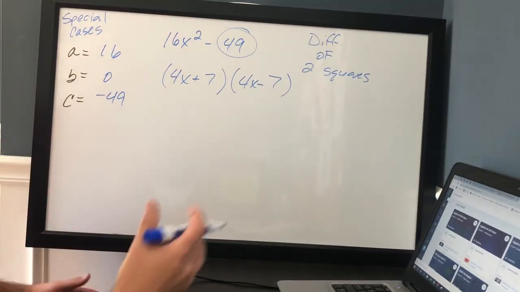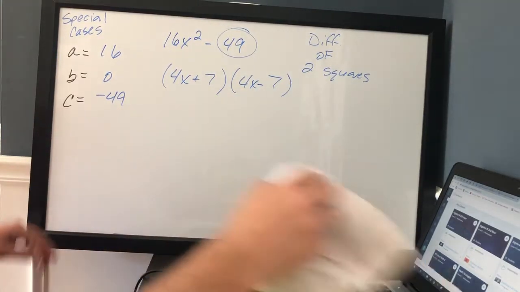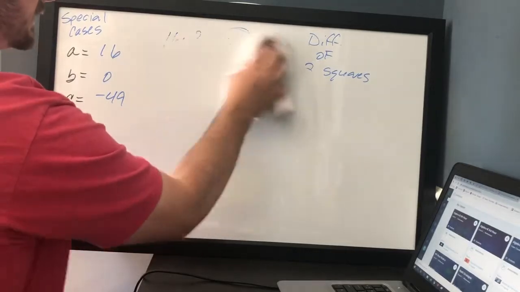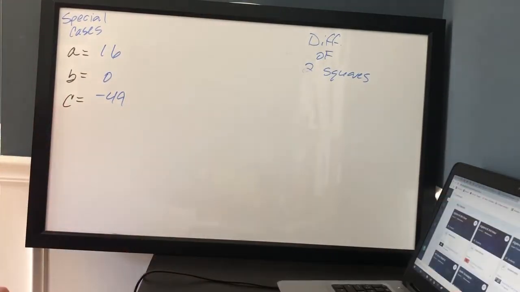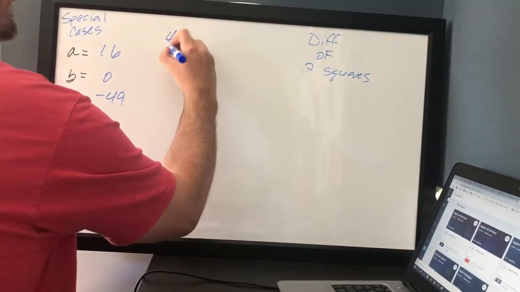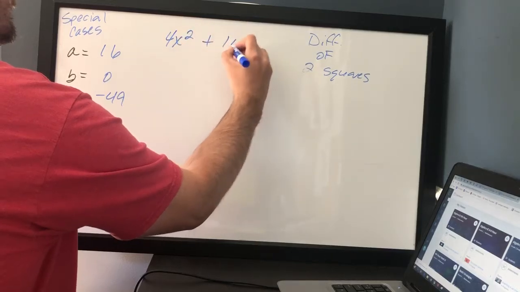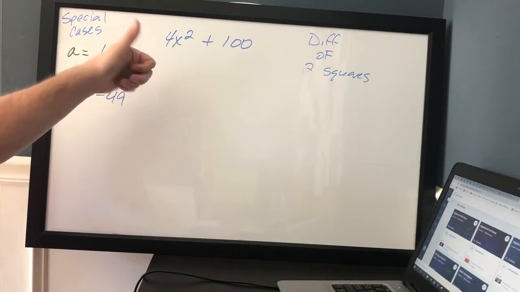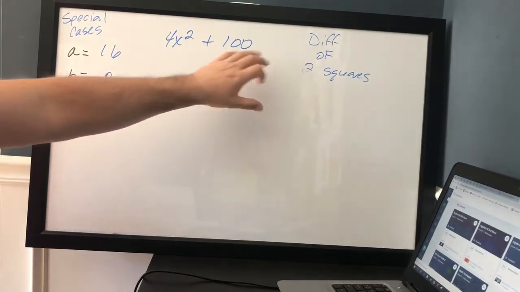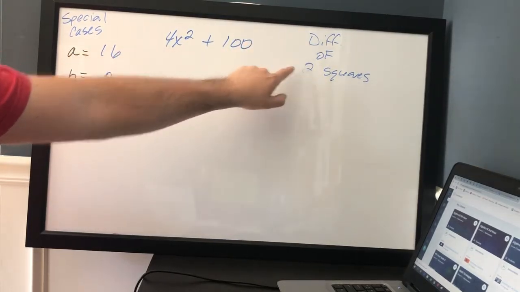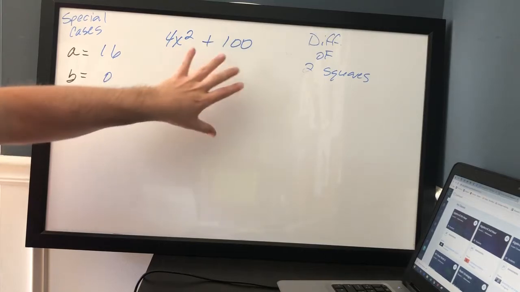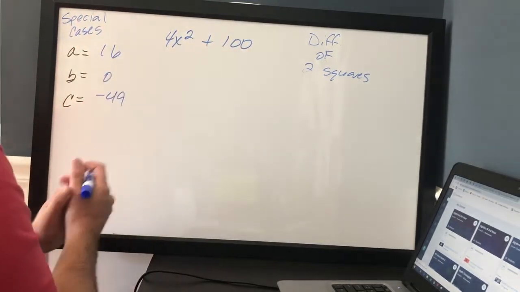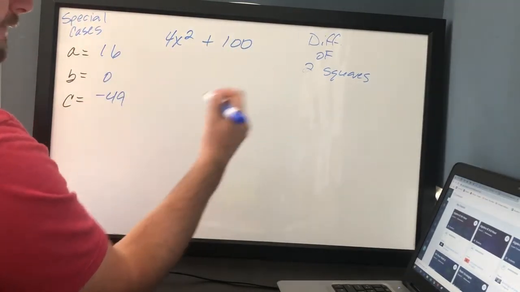Okay. And that's how you would do the difference of 2 squares, or special cases in this one. All right. Now, if you get something like this, is this a perfect square? It is. Is this a perfect square? It is. But it's not the difference of 2 squares because it's addition. So in this case, this can't be factored any more than you factoring out a 4.